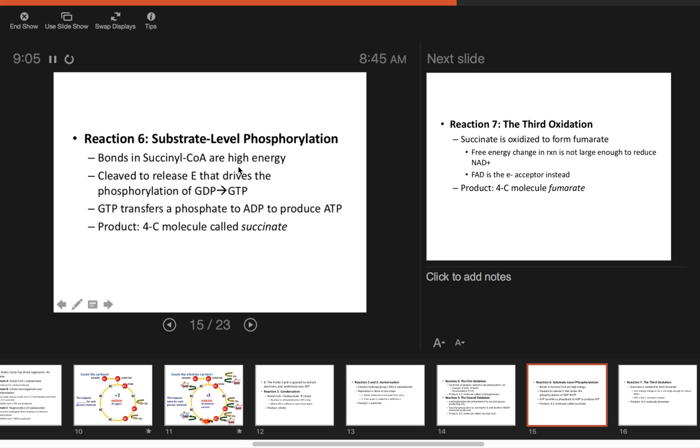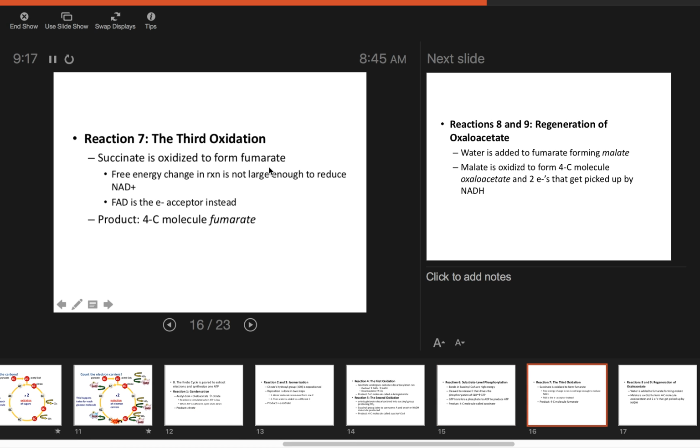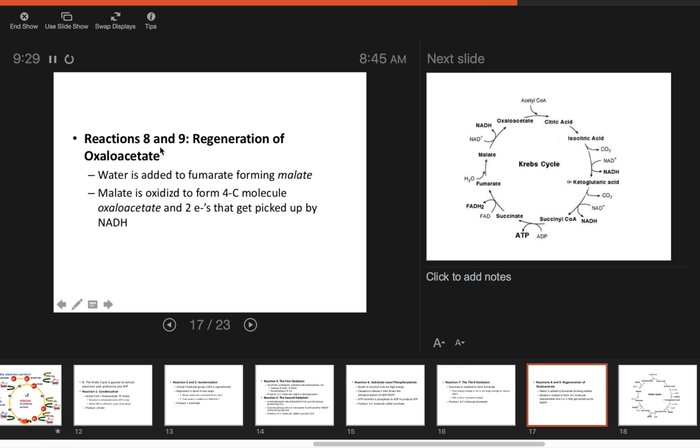Then the second oxidation goes from 5 carbon to 4 carbon, called succinyl-CoA. Reaction 6 is a substrate-level phosphorylation, which means you're going to generate some energy, in this case ATP. And then the resultant 4-carbon molecule is called succinate. Then the third oxidation, you go from succinate to fumarate, and you generate some more electron carriers, in this case FADH. And your ending result is fumarate. Then 8 and 9 is the regeneration of oxaloacetate, so it can continue the cycle of Krebs, because oxaloacetate will bind to that acetyl-CoA to form citrate. So water is added to form malate. Malate's oxidized to form oxaloacetate and an electron carrier.